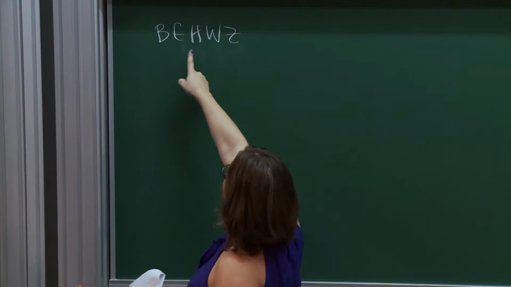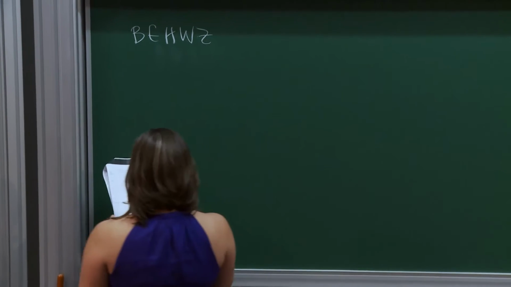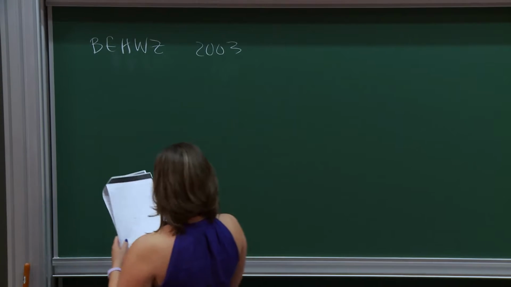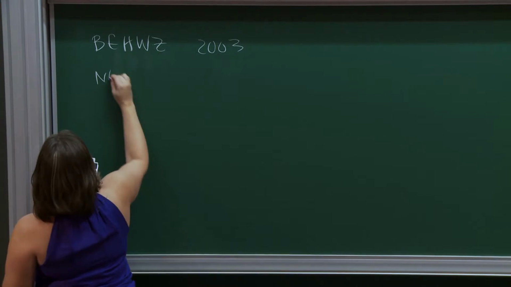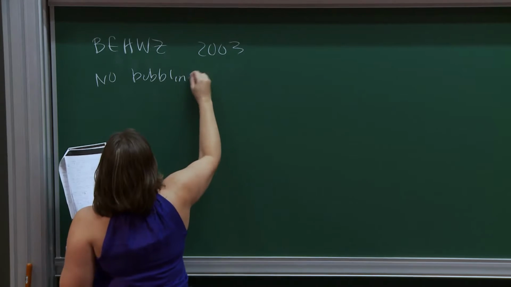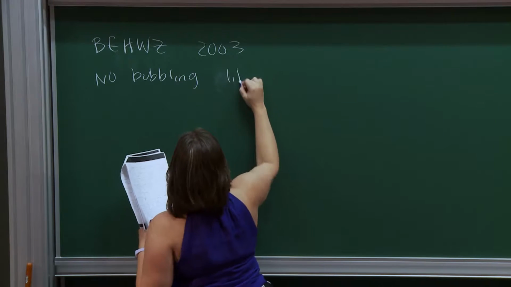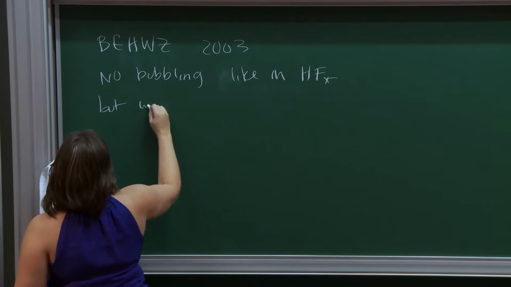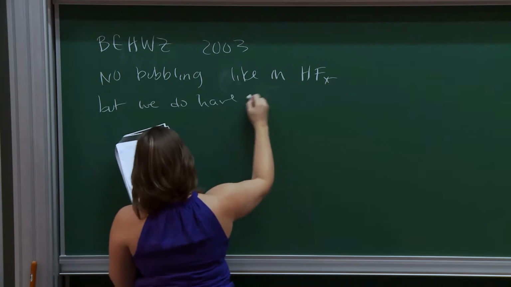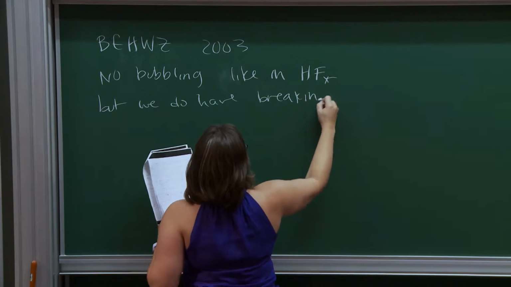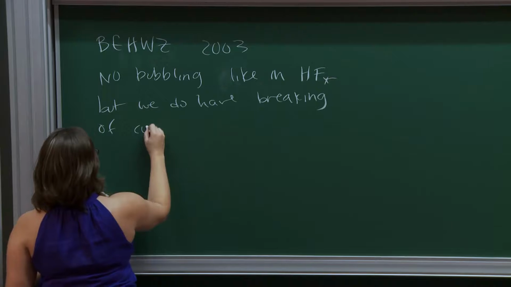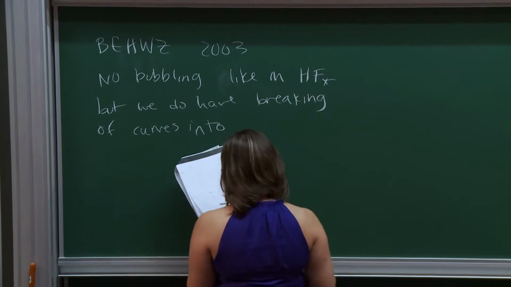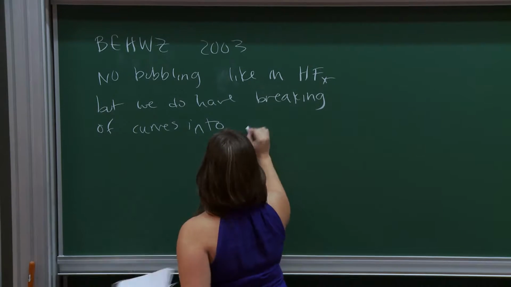This is Bourgeois, Eliashberg, Hofer, Wysocki, and Zehnder. This is a result from 2003. Again, I'll paraphrase this result. So there's no bubbling like in Hamiltonian Floer theory, but we do have breaking of curves into buildings. So Michael drew some beautiful buildings of asymptotically cylindrical pseudo-holomorphic curves.